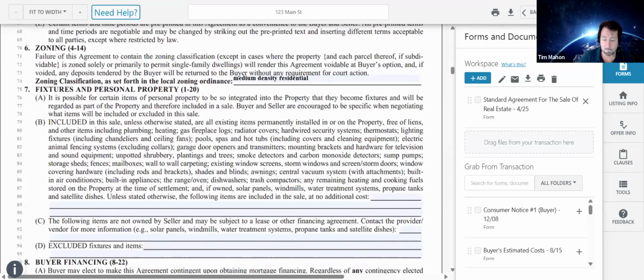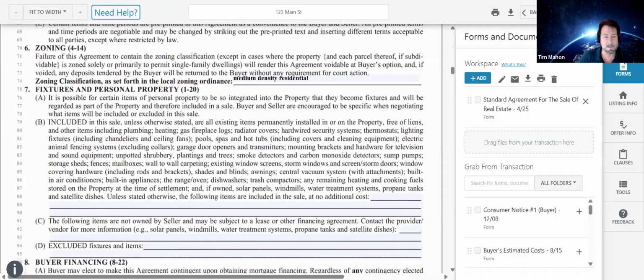Let's go back a minute. Any remaining heating and cooking fuel stored on the property at the time of settlement. That's not just oil. That can be fireplace logs. That can be pellets for a pellet stove. That can be coal for a coal bin. That's heating or cooking fuel stored on the premises. It can be a propane tank.